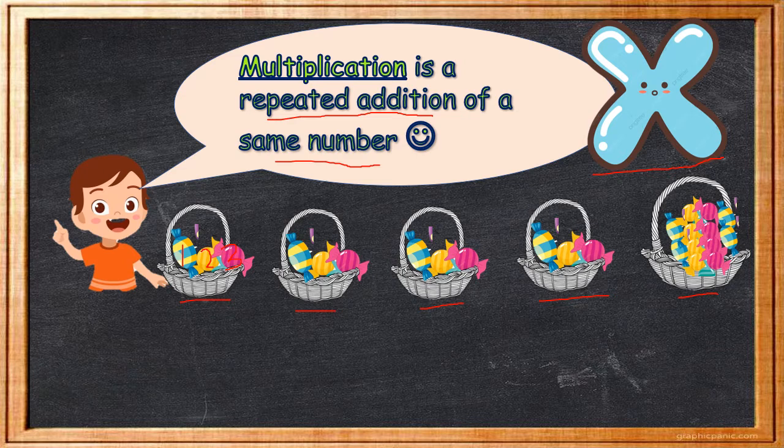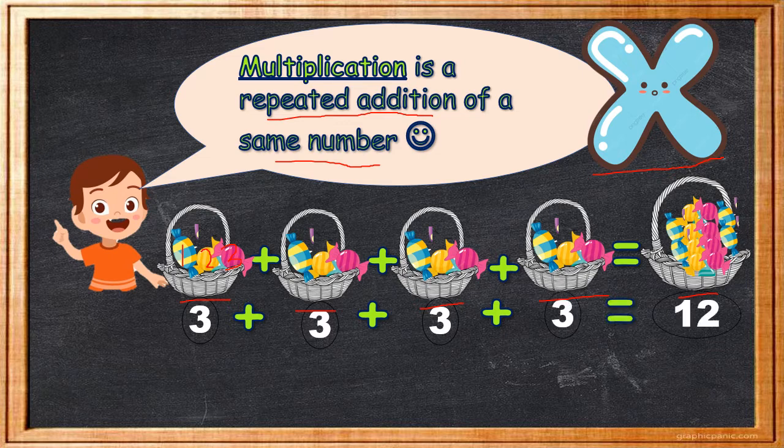That means we are repeating 3 plus 3 plus 3 plus 3, which is equal to 12. Let's see, 3 plus 3, 6, plus 3, 9, plus 3, 12. So, here we are adding 3 again and again, then it is a repeated addition that is known as multiplication in terms of math.